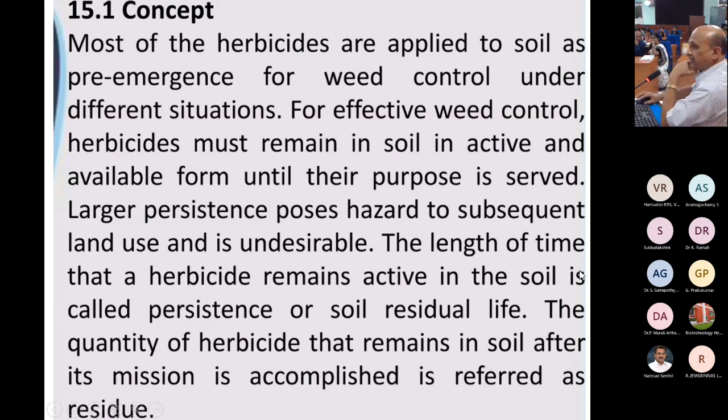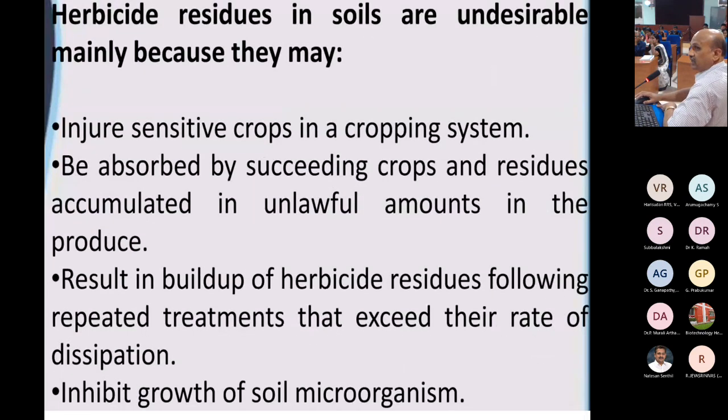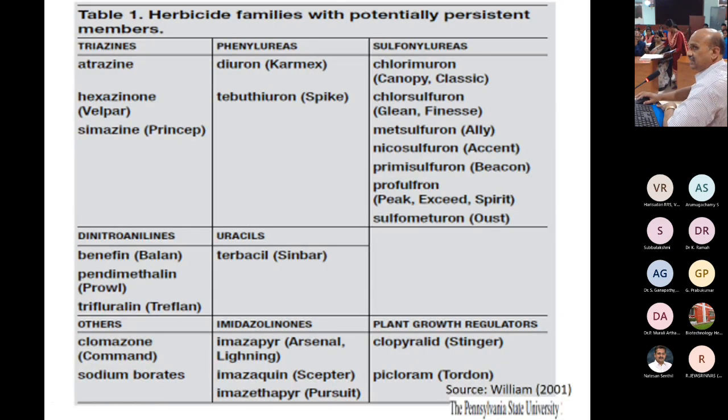The length of time that a herbicide remains active in the soil is called persistence or soil residual life. This affects the performance of succeeding crops. Herbicide residues in soils are undesirable mainly because they may injure the sensitive crops in the cropping system. This table shows the herbicide families with the potentially persistent members.